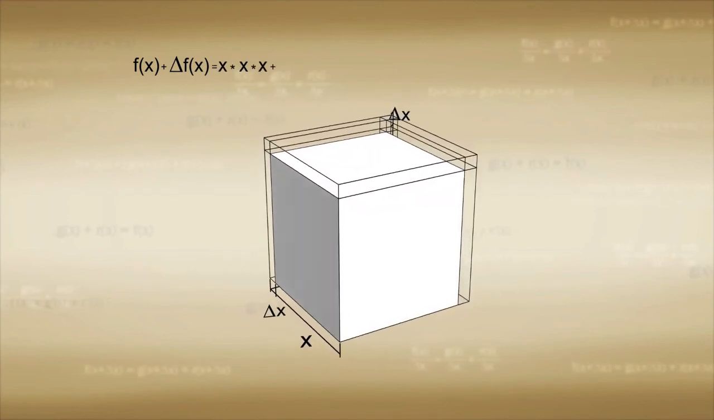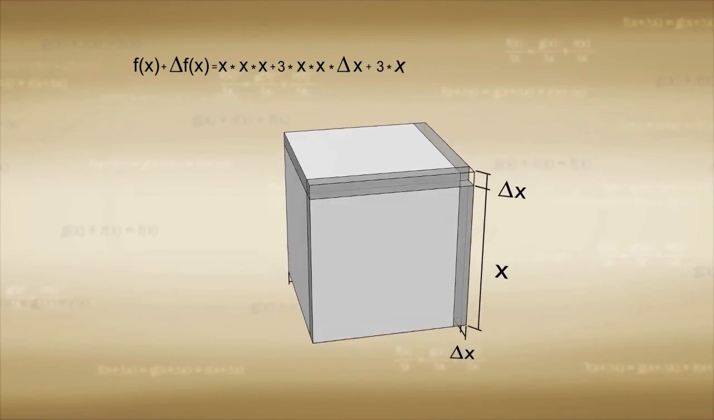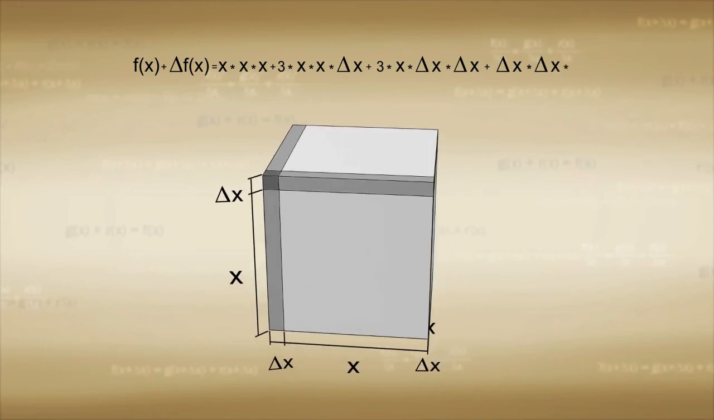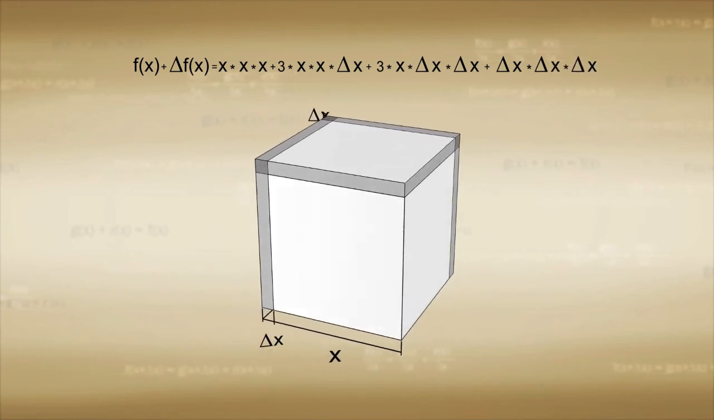Now this all boils down to f of x plus delta f of x being equal to x times x times x plus 3 times x times x times delta x plus 3 times x times delta x times delta x plus delta x times delta x times delta x. In 4 dimensions, where n is equal to 4, this property looks like this.